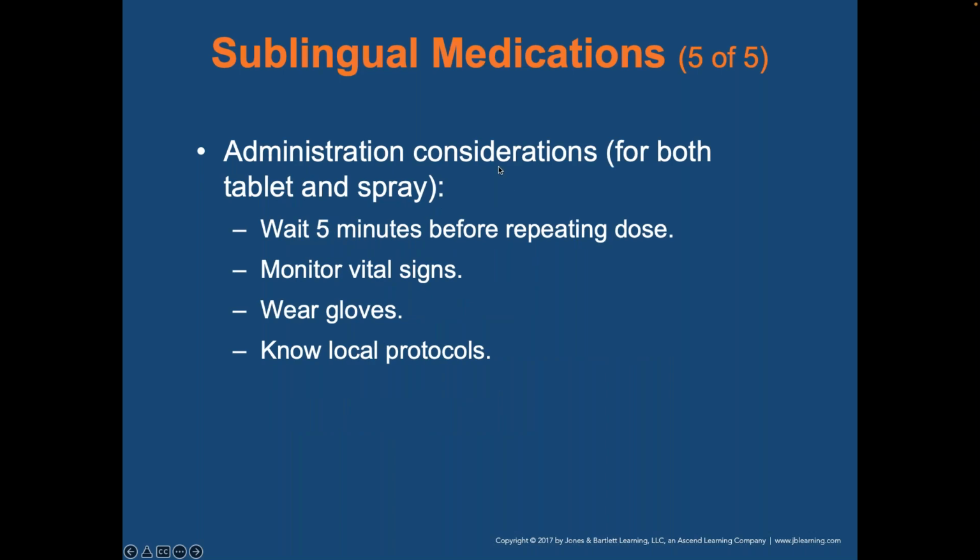When we administer this, we want to administer underneath the tongue. Wait 5 minutes before repeating a dose, and make sure you monitor vitals. Wear gloves and know the local protocols. Now, because we are in Maine and New Hampshire, they allow you to obtain 12 leads. Okay, here's an important 12-lead tidbit. Before giving a patient nitroglycerin, please obtain a 12-lead prior to medication administration.